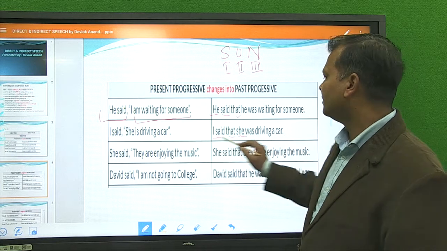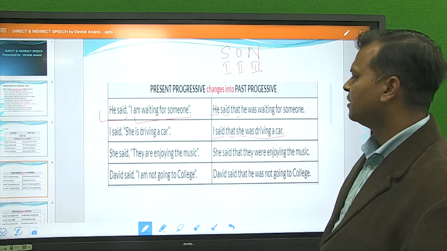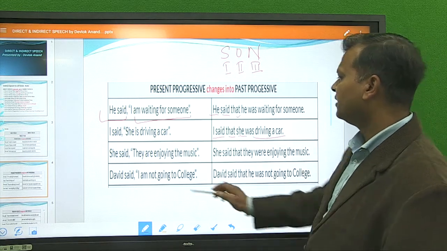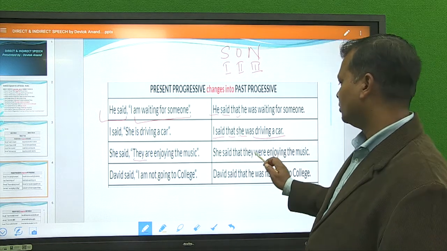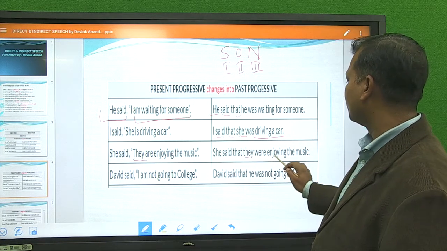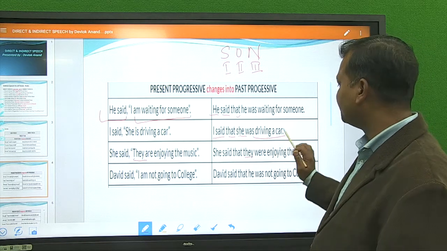And present continuous will change into past continuous tense. She said, "They are enjoying the music." Again, "they" here is the third person, so it will remain unchanged. She said that they were enjoying the music. Right? Only the tense will change.